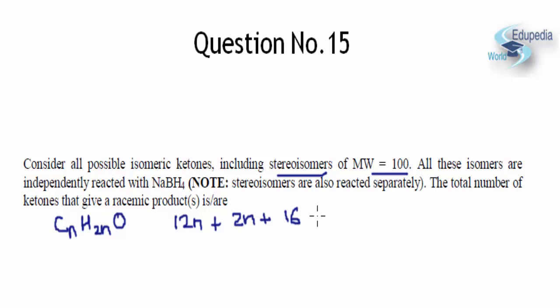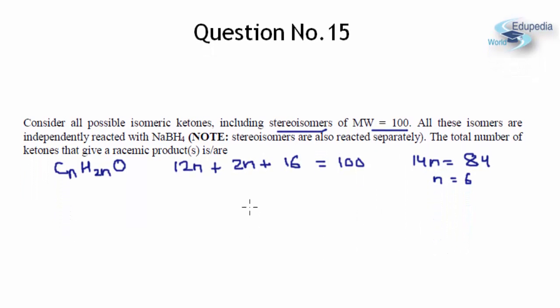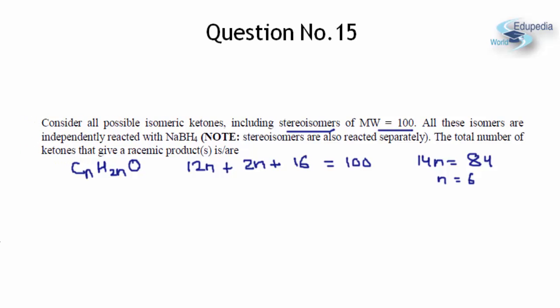Fine. So if you put it equal to 100, on solving the equation we get 14n equal to 84. So that will make n as 6. So we have to consider a 6 carbon atom chain and we have to draw all possible ketones including the stereoisomers. So first let me consider what all possibilities I can have for a 6 carbon chain.